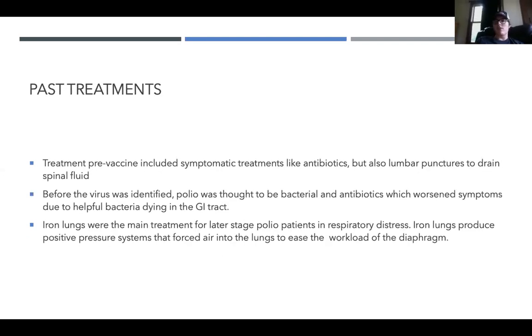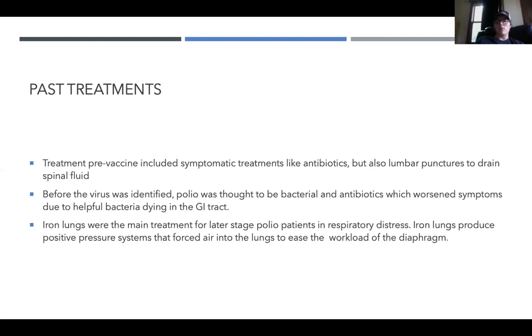So, some of the past treatments. Past treatments were kind of hit or miss, trial and error. Originally, the scientists at the time thought it was bacterial, especially in the early 30s and 40s, whenever penicillin was the new hip drug to throw at everybody. So since they thought it was bacteria, they were like, oh yeah, we're going to throw some penicillin at it, and it actually worsened their conditions because of the microbiome within the GI tract. It allowed the environment for the polio virus to continue and be really susceptible, because they don't have that good bacteria to help fight it off in the gut.